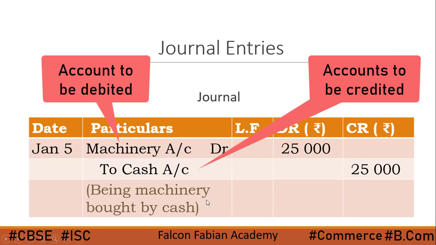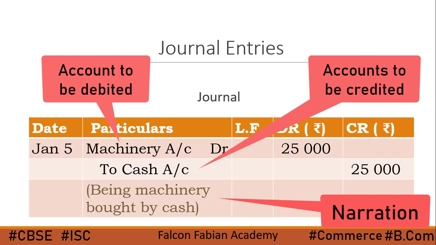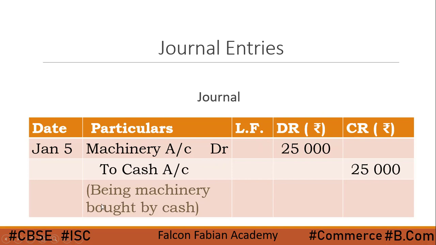In the third line we write narrative. Narrative is a brief description of the journal entry that makes the journal entry more meaningful. And it always starts with the word being, and it's written in brackets. So here the narrative is being machinery bought by cash. You can choose to write the narrative in your own language.